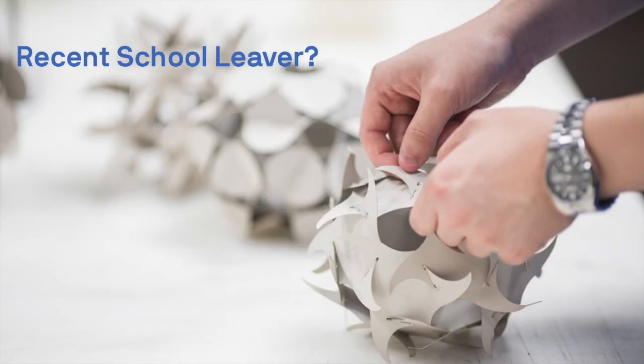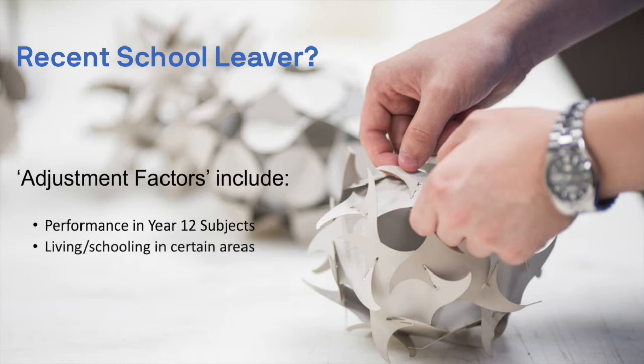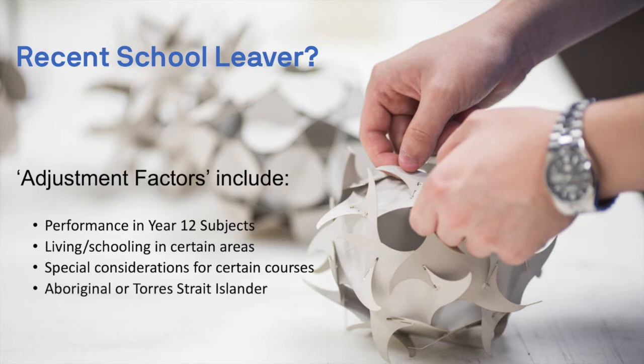If you're a recent school leaver, certain Year 12 adjustment factors can apply to your application as long as you meet the UTS minimum ATAR of 69 before these adjustments. The adjustments do not change your ATAR, but they can change your selection rank for particular course preferences. Adjustment factors can include your performance in certain Year 12 subjects, living or attending school in certain areas, meeting special considerations for certain courses, your identity as an Aboriginal and Torres Strait Islander person, or consideration through educational access schemes.